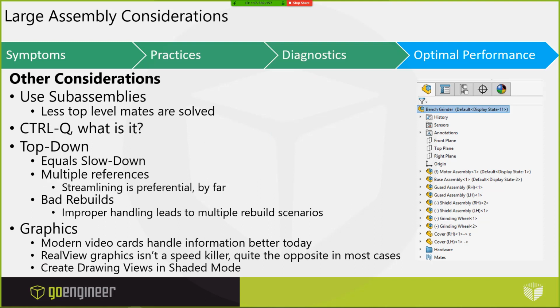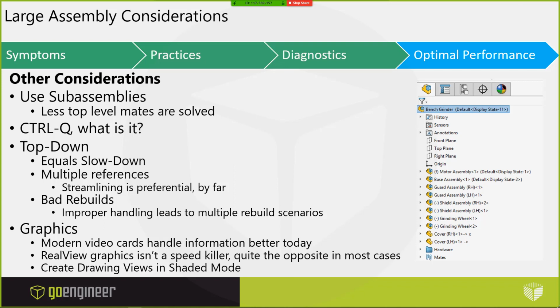So some other considerations to take a look at, using subassemblies. When we use subassemblies, we can contain a lot of mates and things, and then when they're at the upper level assemblies, they're treated as components. So we don't have to re-resolve all of those individual mates.